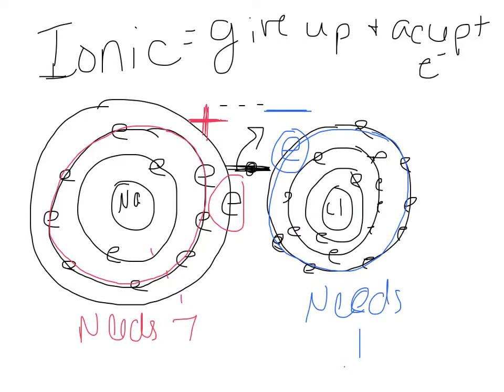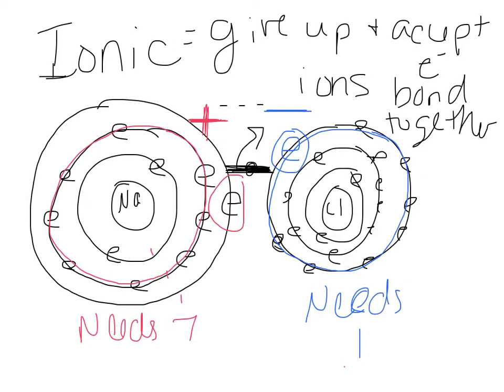Okay, so we get our bond here between these 2, and this is an ionic bond. There are ions that will bond together, and an ion is just a molecule with a charge. Okay, so an ion, just so you remember, is a molecule with a charge.